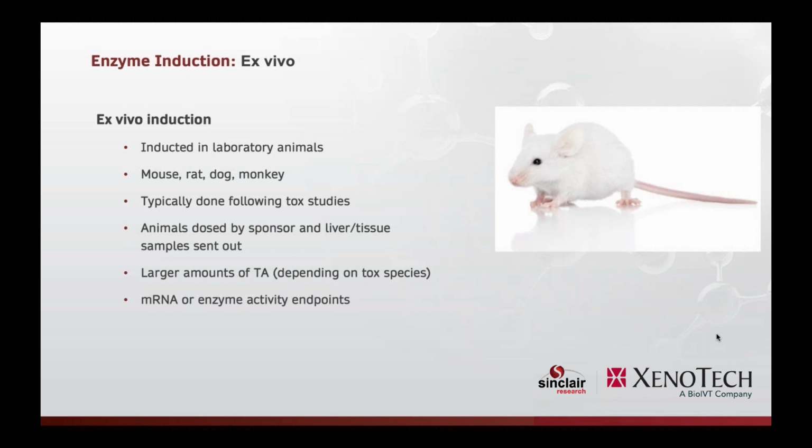One drawback to doing it this way is that larger amounts of test article are required, and of course, depending on the tox species, you're going to need more for a dog or monkey than for a mouse. If it is part of a tox study or a follow-up to a tox study, it's generally not an issue because the test article has already been manufactured and it's there for use in the study. But sometimes this can be an issue if an ex vivo enzyme induction study is going to be done just on its own, maybe before enough compound is available. So just something to keep in mind.